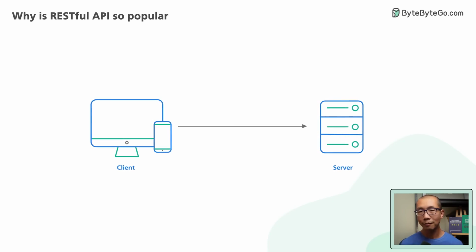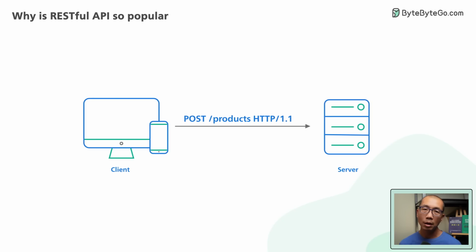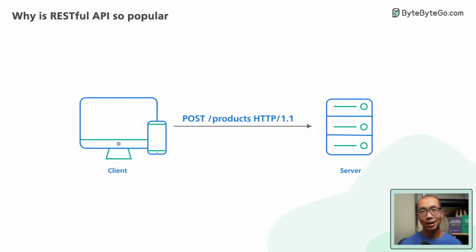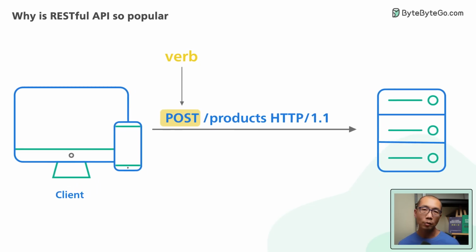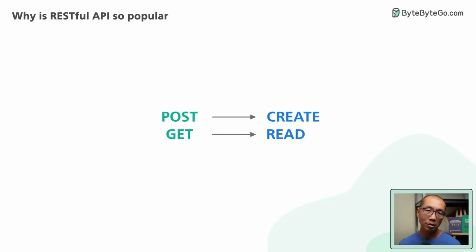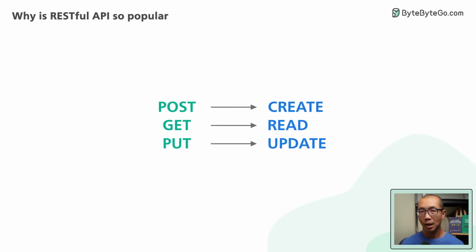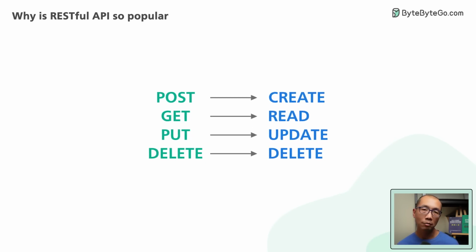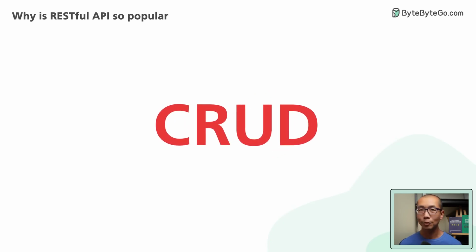The request has a very specific format as shown here. The line contains the URI for the resource we'd like to access. The URI is preceded by an HTTP verb, which tells the server what we want to do with the resource. A POST request means we want to create a new resource. A GET means we want to read the data about an existing resource. A PUT is for updating an existing resource. A DELETE is for removing an existing resource. You might have heard the acronym CRUD. This is what it stands for.